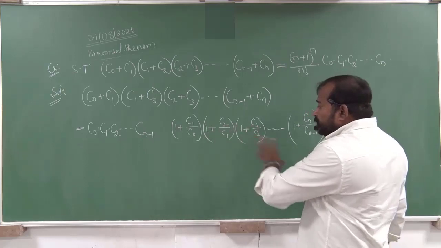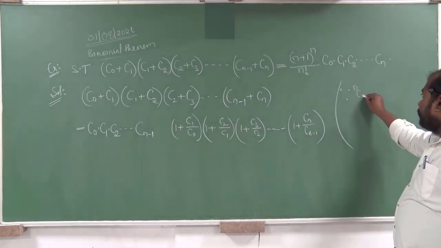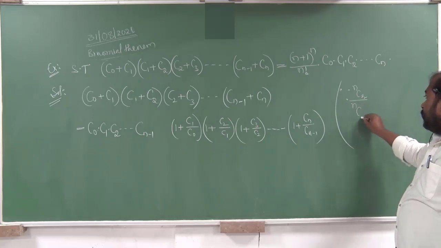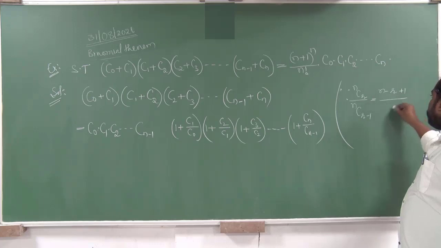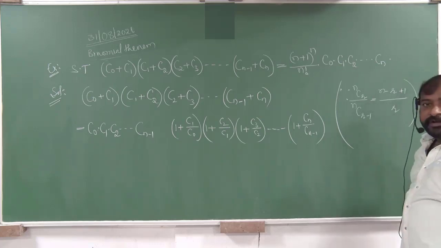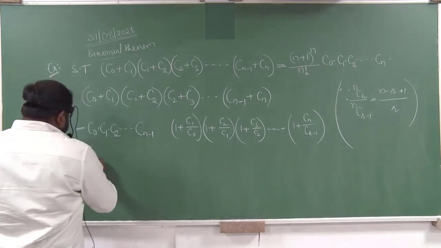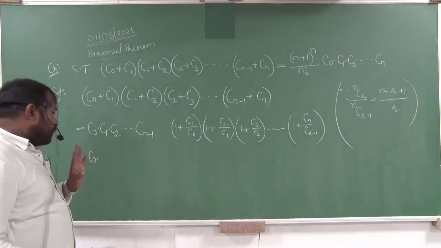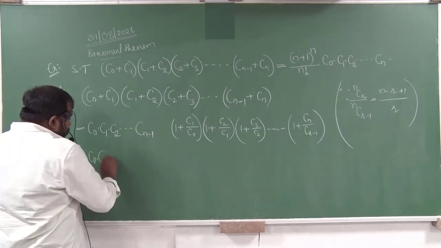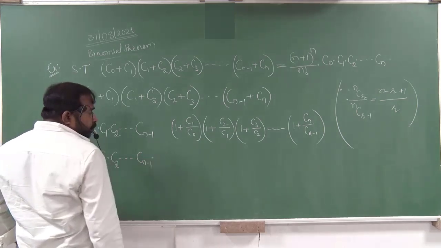Then the remaining value I mention here. Now, one formula is already given: nCr by nCr minus 1 equals, what is the formula? n minus r plus 1 by r. This is the formula already given. So here the coefficients C0, C1, C2, all values are there. Let it be C0 into C1 into C2 into, and so on, Cn minus 1 into.